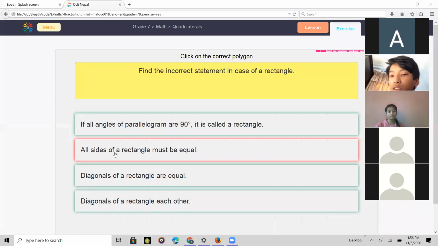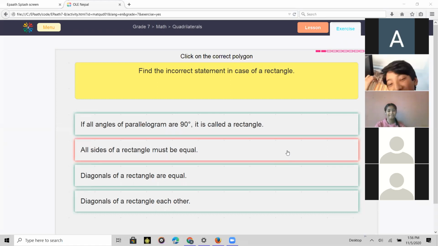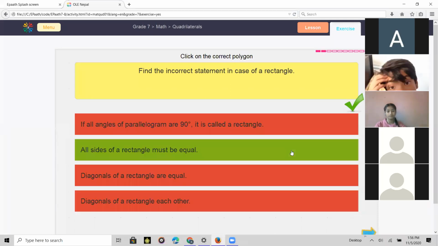Which one did you tell me? Please tell me again. All sides of a rectangle must be equal. Okay, you think that this statement, all sides of a rectangle must be equal, must be incorrect. But I will ask my computer whether my student's answer is correct or not. Hello, my computer, please give a reaction whether this answer is correct or not. It means this is the incorrect statement, and our students' answer is correct. Please, computer. Yes, correct. Come on, clap, everyone.